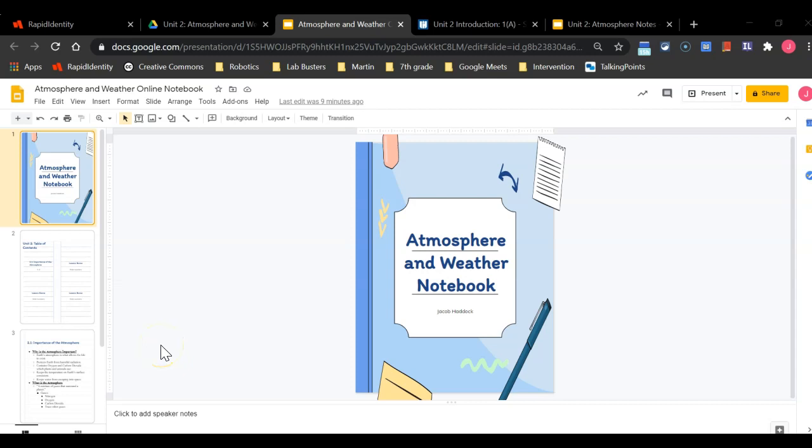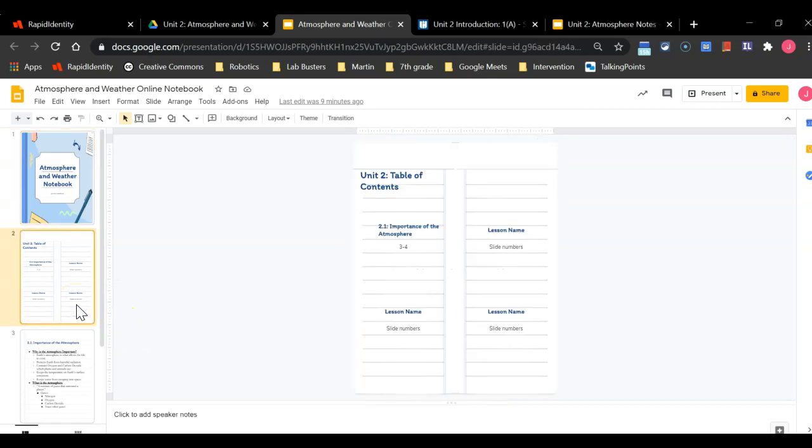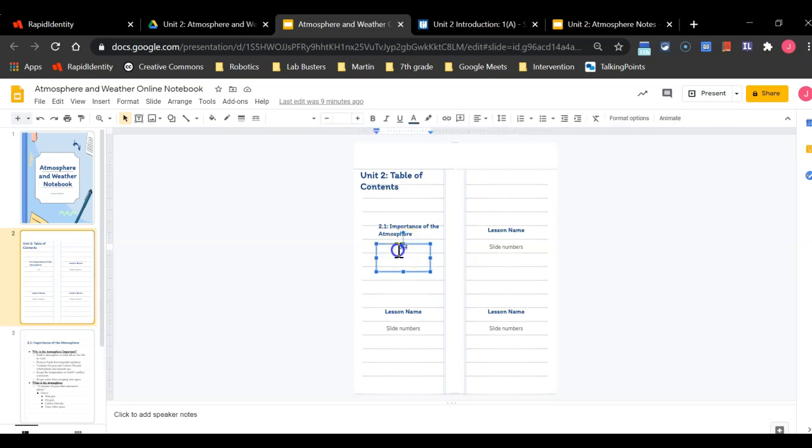Hey everyone, Mr. Haddock here, and today before we start lesson 2.2, I would like to review with you what your atmosphere and weather notebook should look like. Underneath the table of contents, you should have the number of slides that yesterday's notes took up. Mine took up 2 slides, so I put 3 and 4.